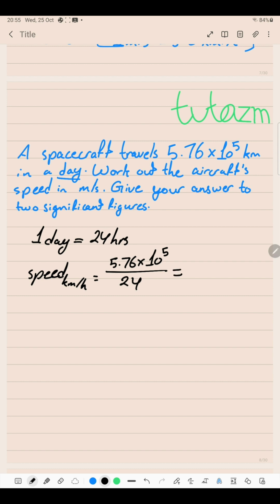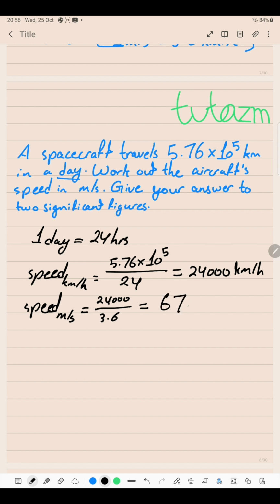Put that into our calculator. We get an answer of 24,000 kilometers per hour. If we convert that then into meters per second, well, that's going to be 24,000 divided by 3.6, which gives us a final answer of 6,700 meters per second to two significant figures.